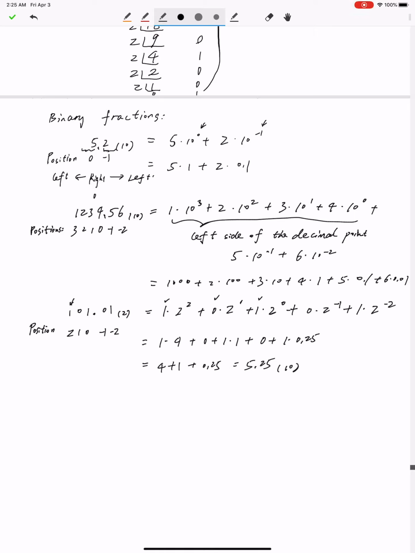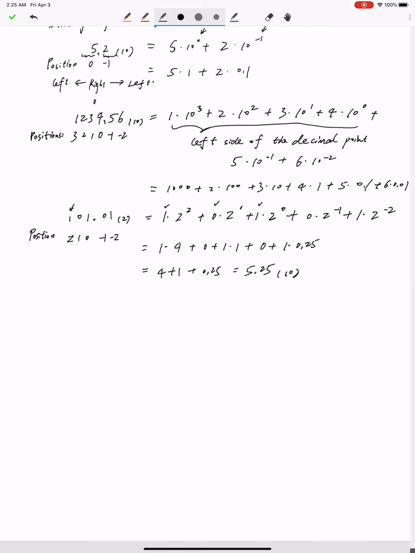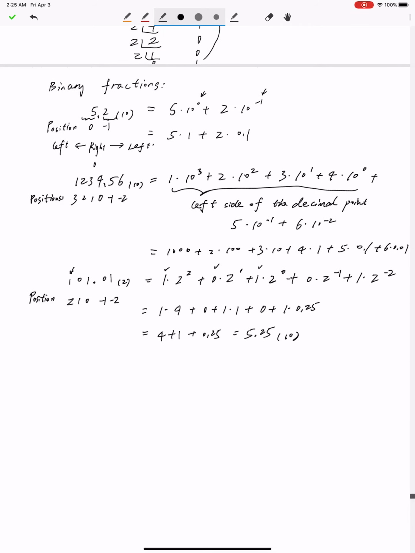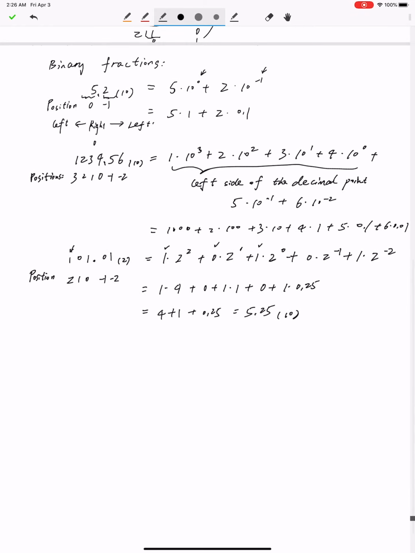So that's the decimal representation of this binary fraction number. Okay. Alright. So now some people may ask, how about can we convert a binary fraction number back to the decimal fraction number, right? Can we do this job? Binary fraction to decimal fraction.